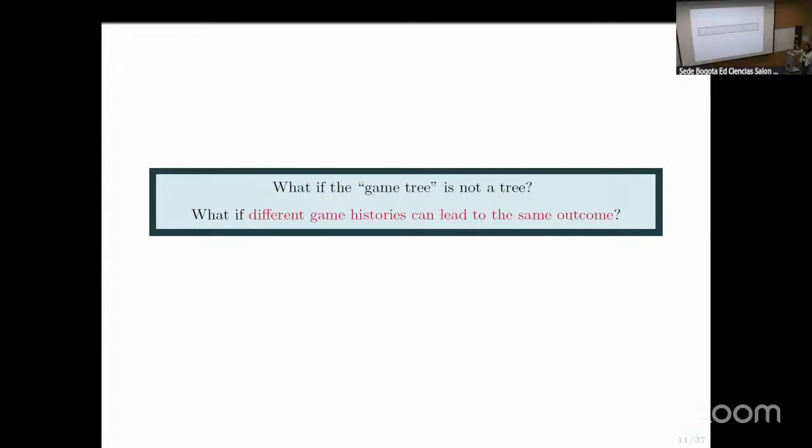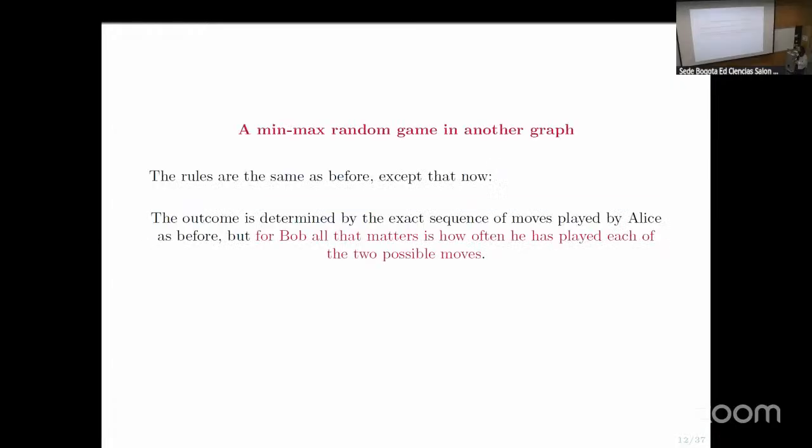So what if different game histories can lead to the same outcome? This was one of the motivations that we had, and we studied the following modification of the game that I just introduced. So it's a simple modification. What is the modification?